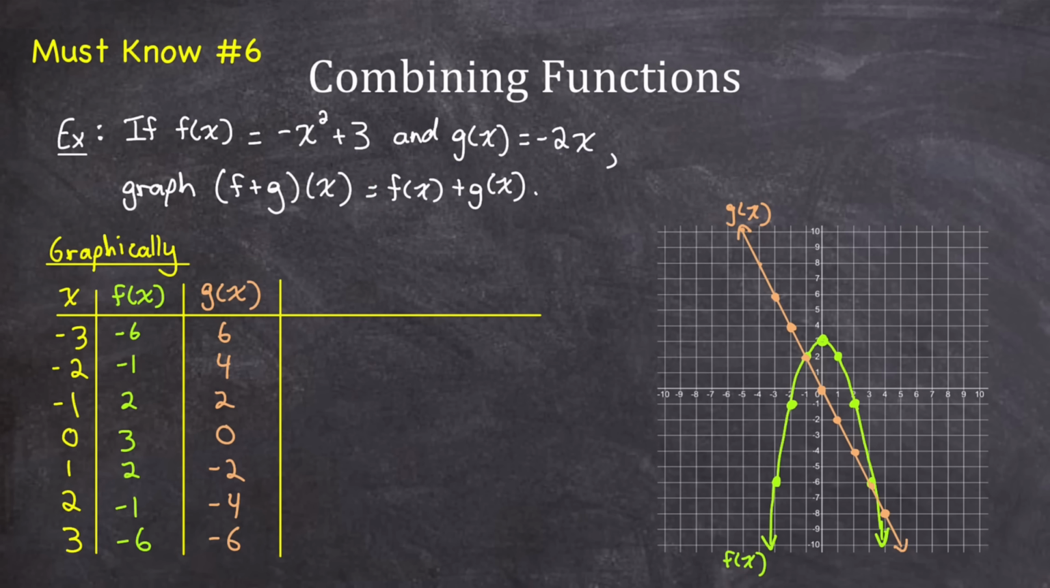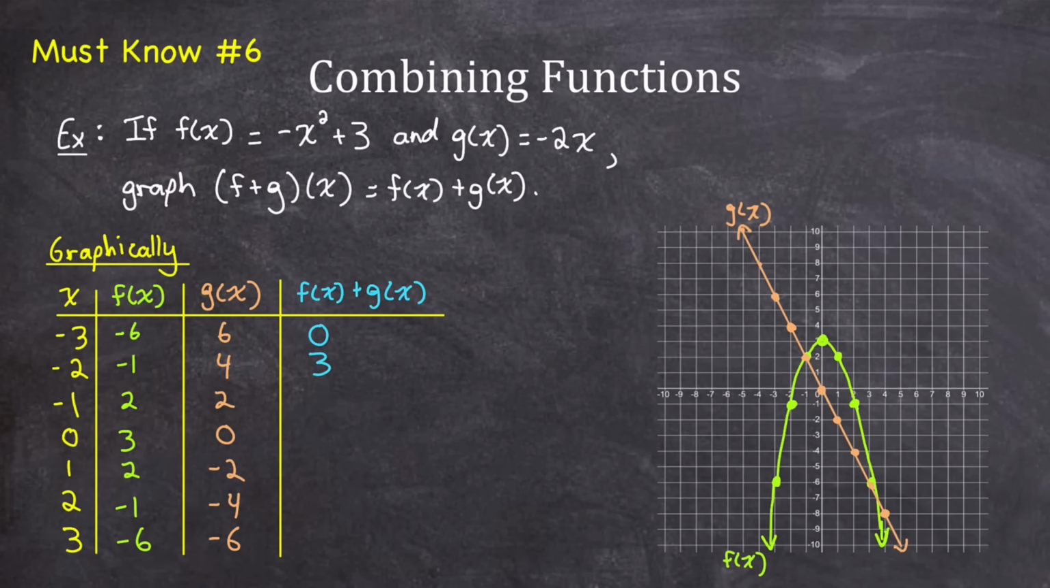Right? The output of f plus g of x is just going to be equal to the output of f of x plus the output of g of x, which means just add their y coordinates together. So when x is negative 3, f plus g of x would be equal to the y coordinate of f of x plus the y coordinate of g of x, which means it's equal to negative 6 plus 6, which is 0. Next, we have negative 1 plus 4, which is 3.